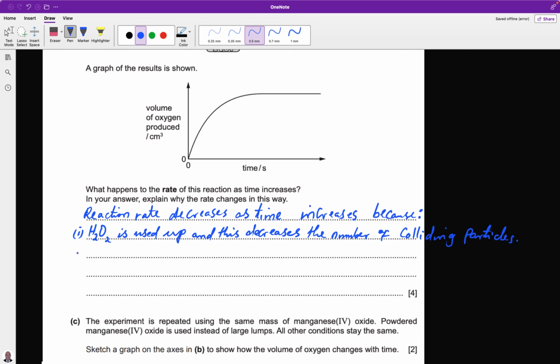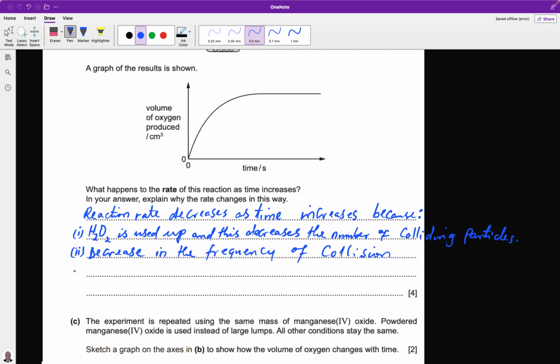Another reason is that the reaction rate decreases as time increases because of a decrease in the frequency of collision. When the number of reacting particles is decreasing, there is a decrease in the frequency of collision, because the number of colliding particles has reduced, so the frequency of the collision is going to decrease.